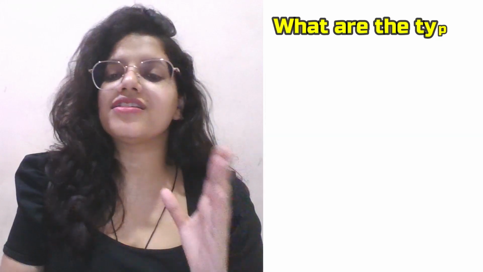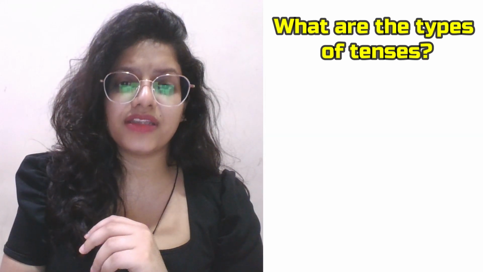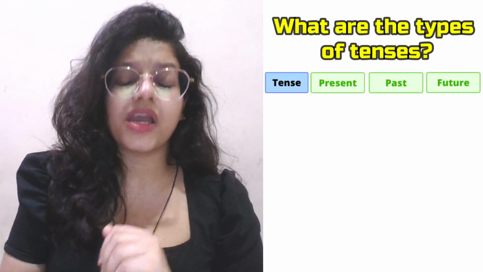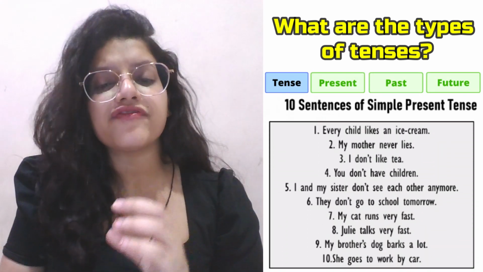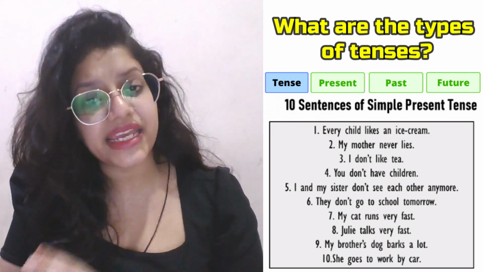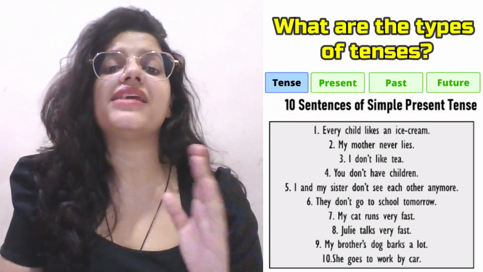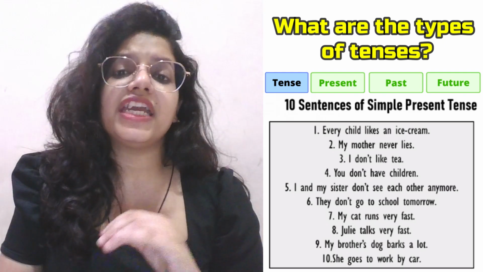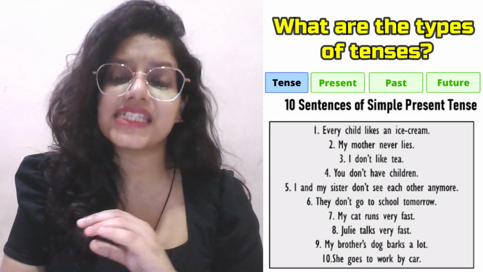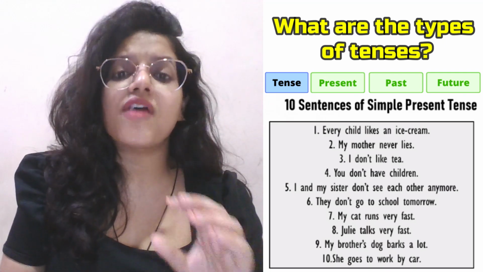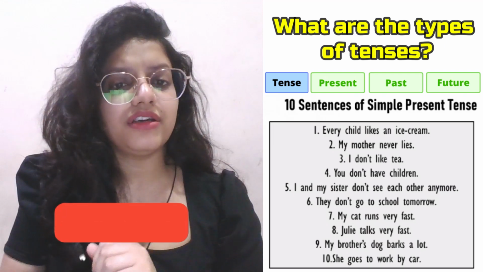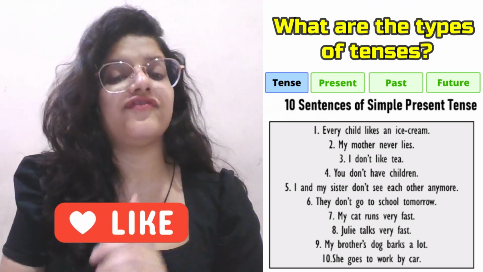Now, what are the types of tenses? There are three types of tenses. Present tense. The present tense refers to the action or event that takes place or is taking place in the present. It represents the current activity or the present state of being of the subject in the given context. For example, she drinks coffee every morning.